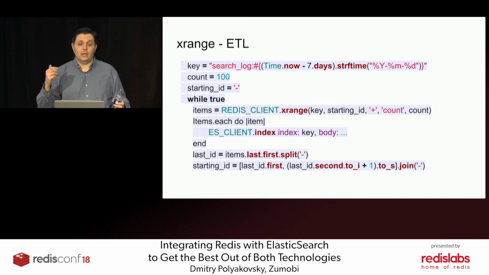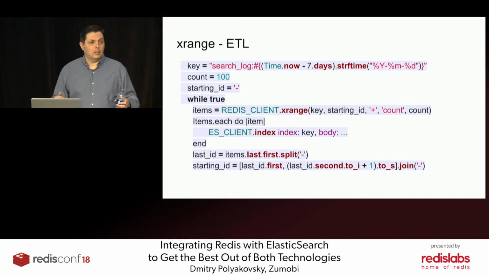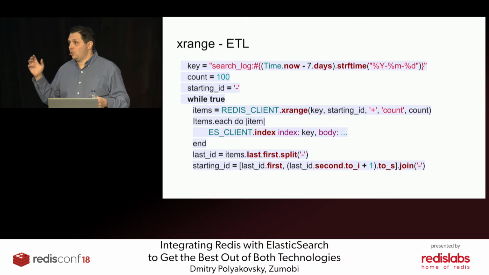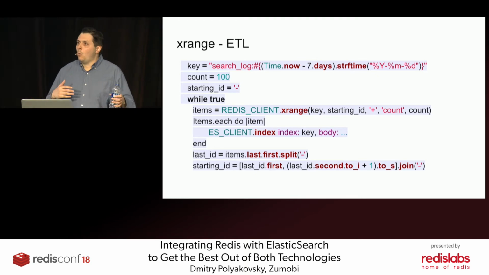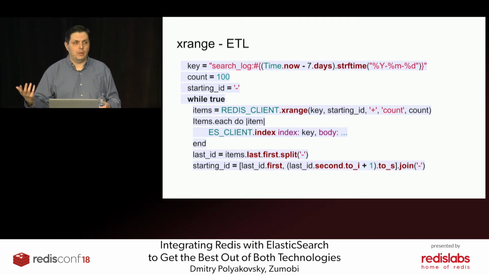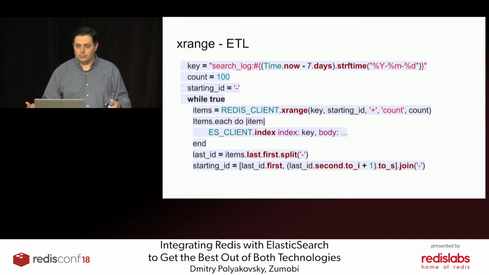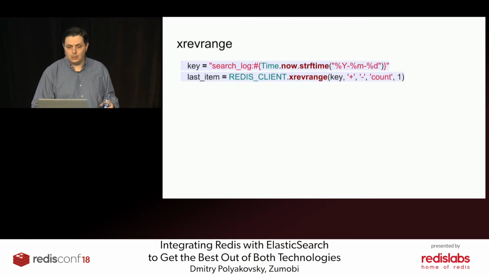So if hypothetically the last item comes back with ID 123-1, we are going to say the next starting ID is 123-2. So it's a little bit more work we can do on the client, but this keeps the API for Redis Streams very simple.